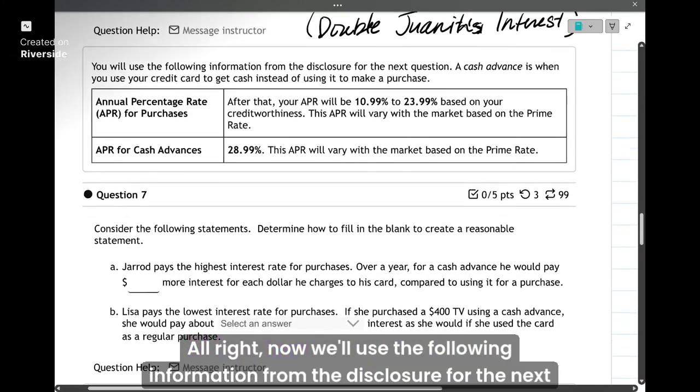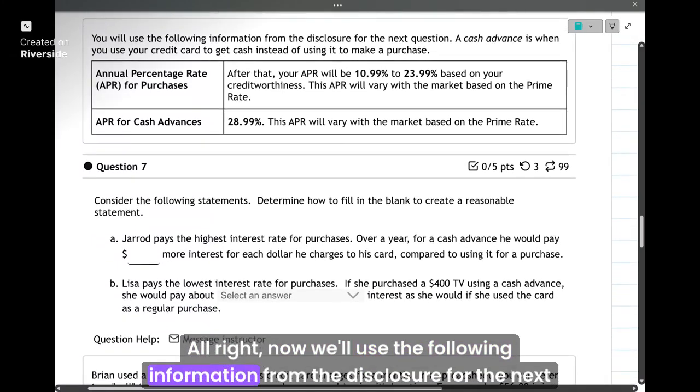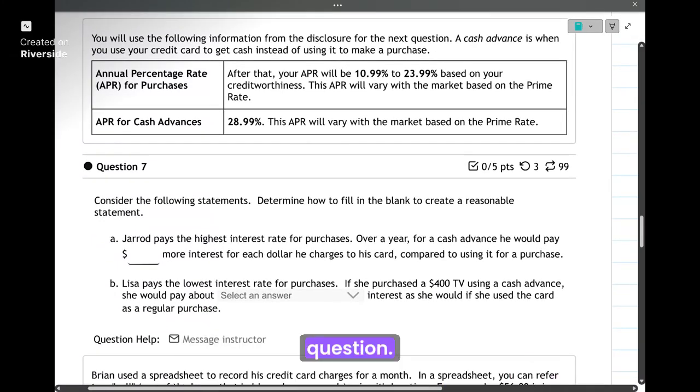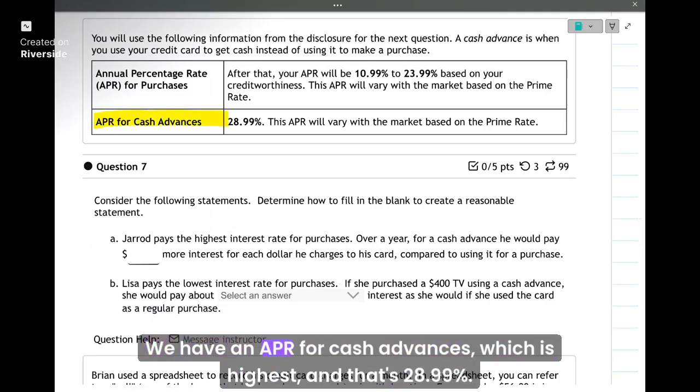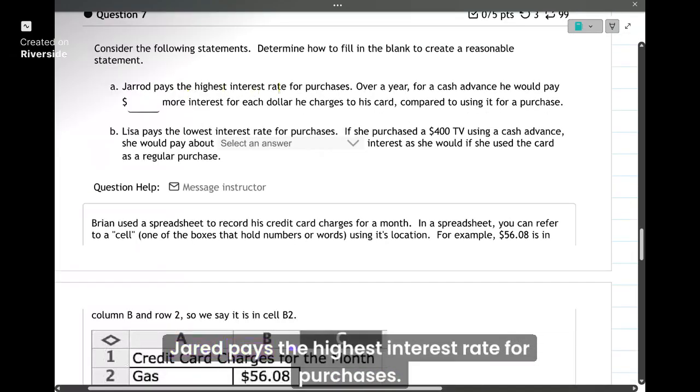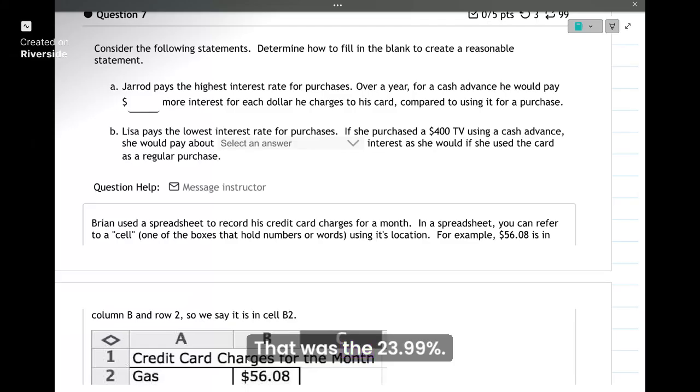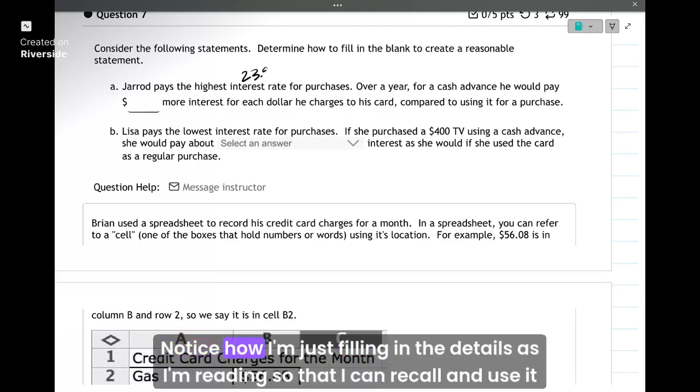All right, now we'll use the following information from the disclosure for the next question. And here is the new information. We have an APR for cash advances, which is highest, and that's 28.99%. Jared pays the highest interest rate for purchases. That was the 23.99%. Notice how I'm just filling in the details as I'm reading so that I can recall and use it as needed.